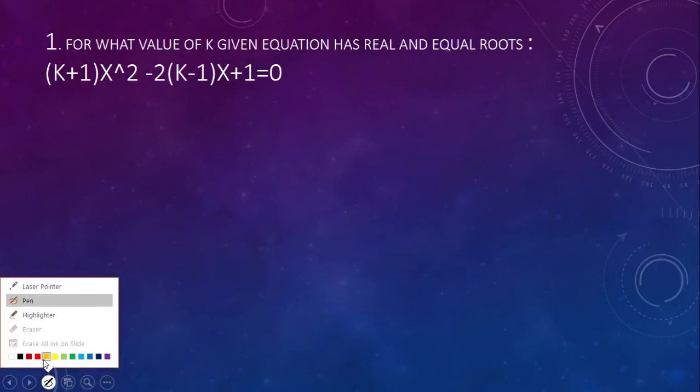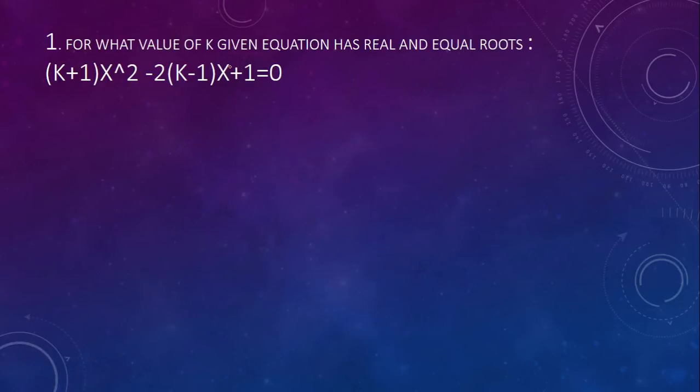It's a very basic question. They're saying that for what value of k does the given equation have real and equal roots? Now this is the given equation. K plus 1 into x square minus 2 into k minus 1 into x plus 1 equal to 0. So we need to find a value of k for which the equation has real and equal roots. So this is our given equation, right?